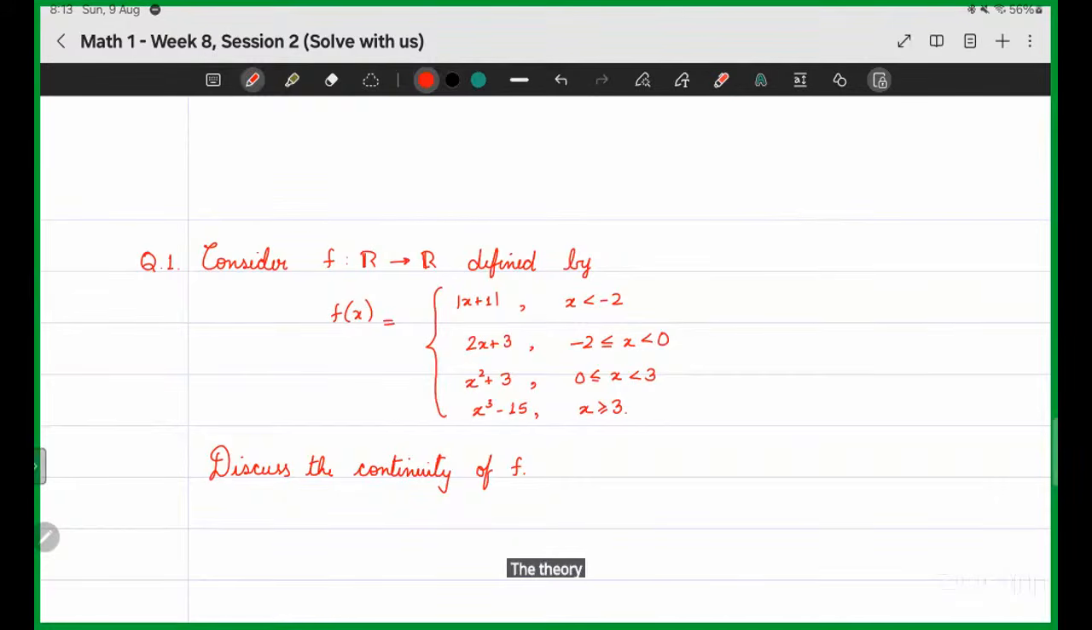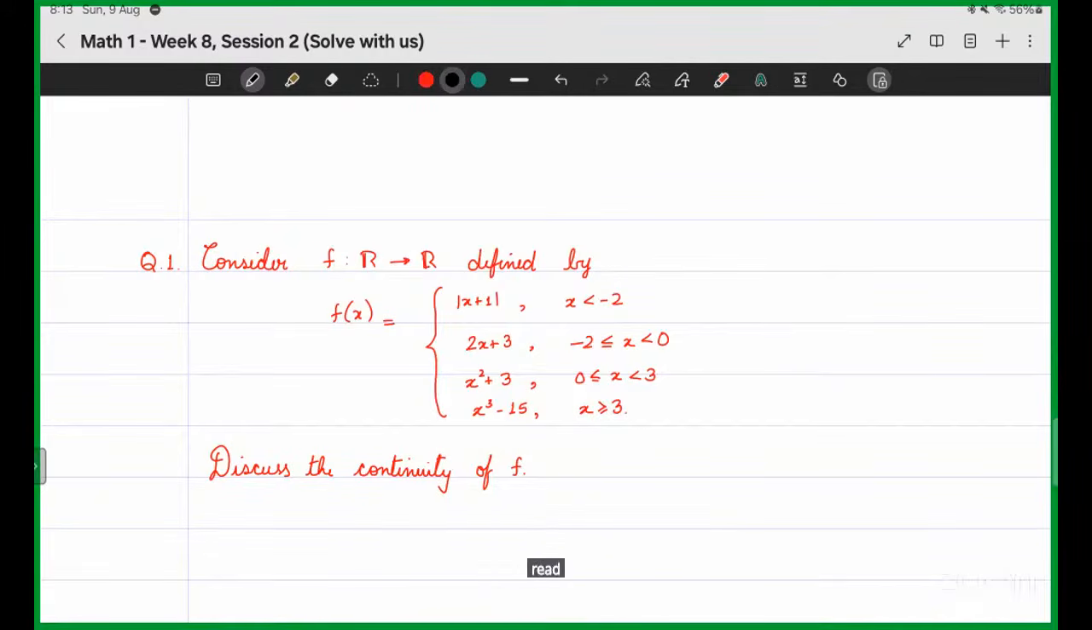Is there any doubt? We're actually evaluating RHL and LHL; that is the concept we want to know. Okay, so can we do it through the problems? Is that fine? Yeah, that's good enough. Okay, then in that case, let's get started.